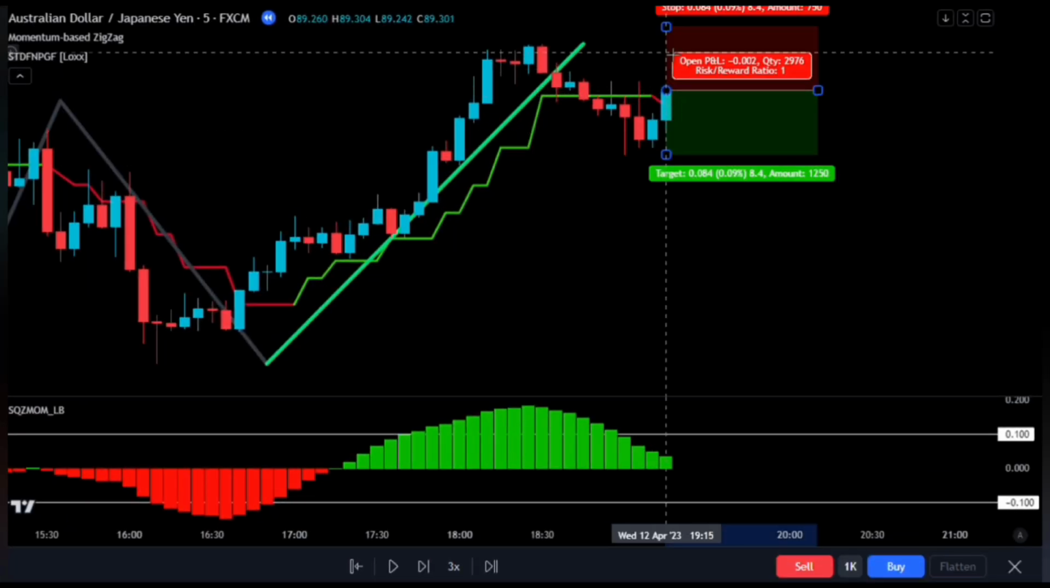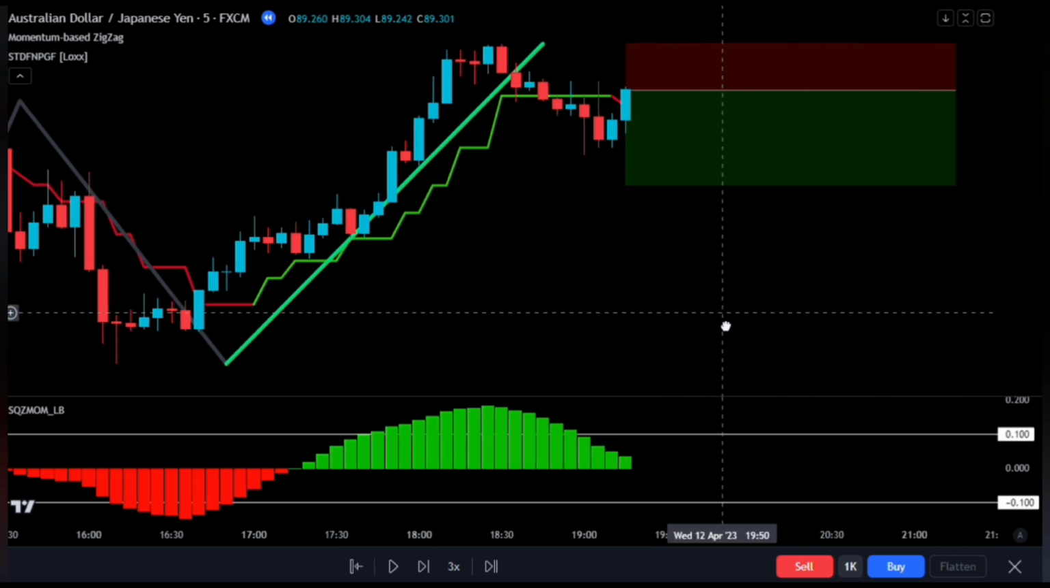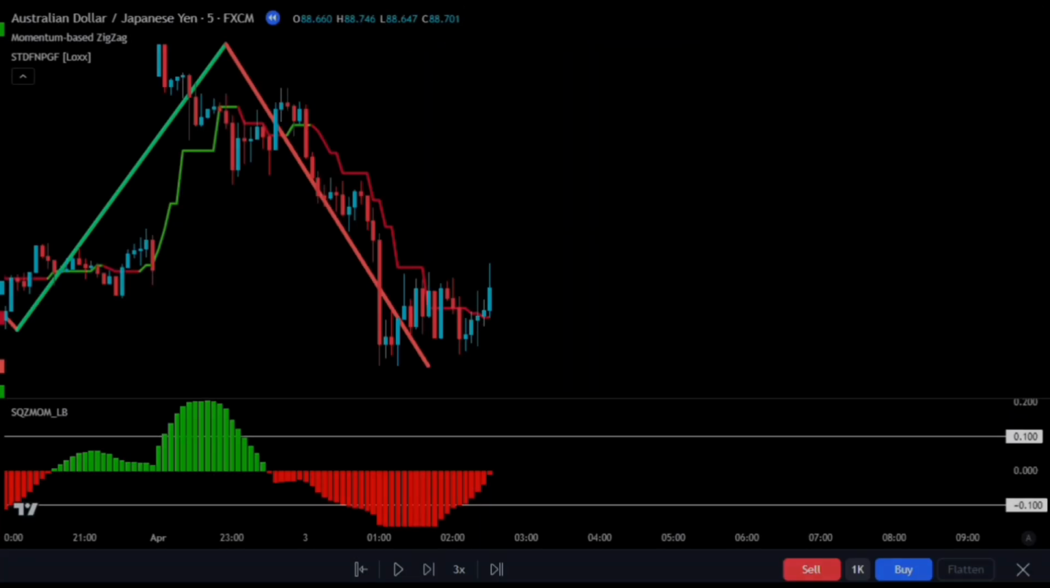Here is another sell signal we would have taken. And here is another buy signal we would have entered.